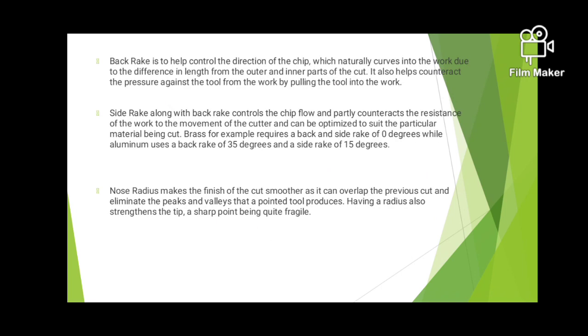Back rake angle helps control the direction of the chip, which naturally curls into the work due to the difference in length between the outer and inner parts of the cut. It also helps reduce the pressure against the tool. Side rake angle, along with the back rake, controls chip flow and partially reduces the resistance of the work to the movement. The nose radius makes the finish of the cut smoother, can also overlap the previous cut and eliminate the peak values. Having a radius also strengthens the tip, as a sharp point is quite fragile.